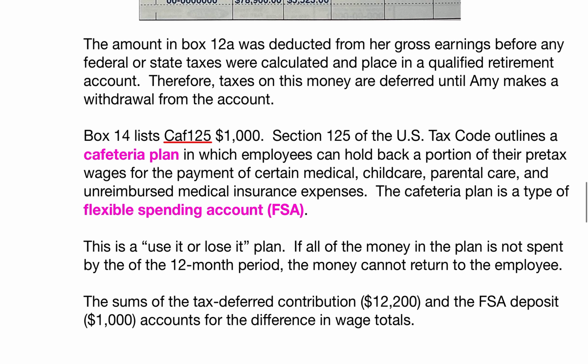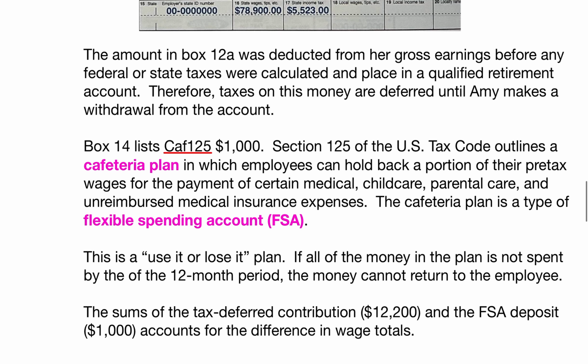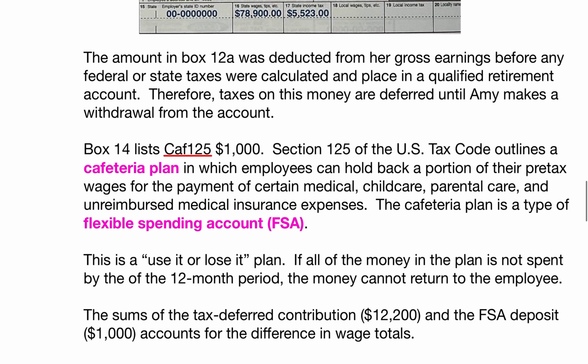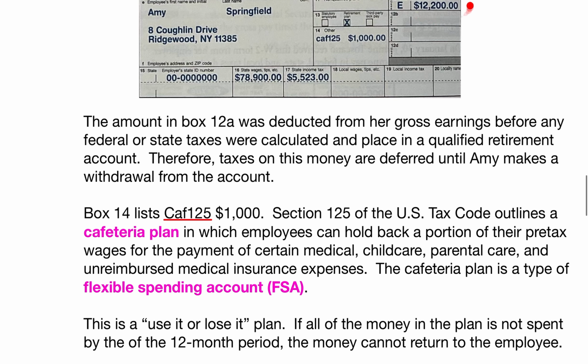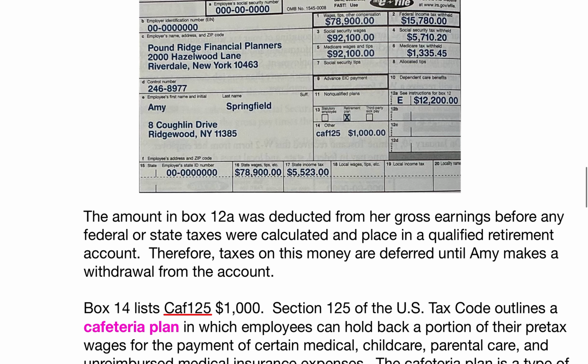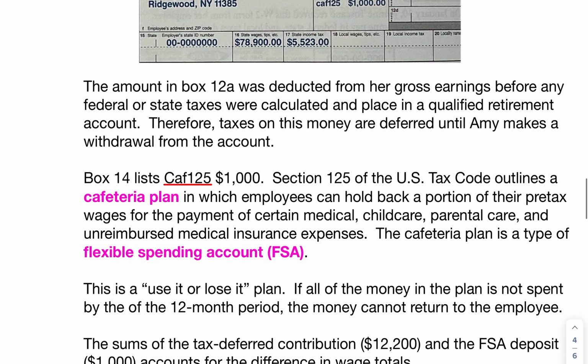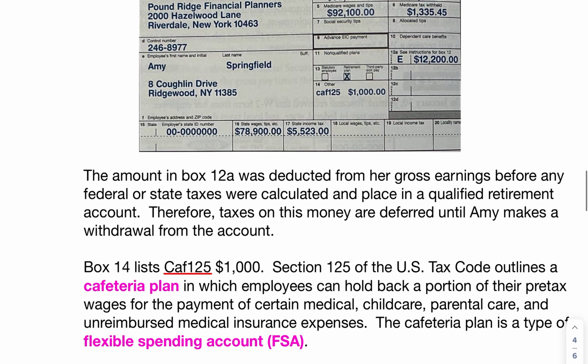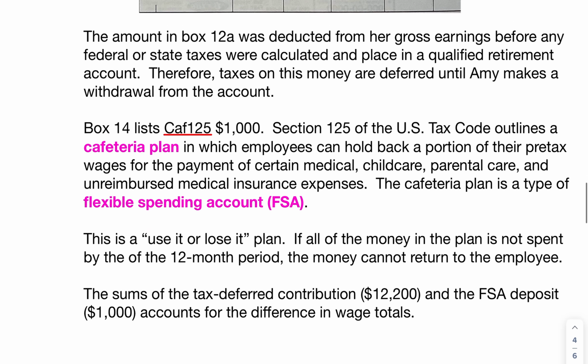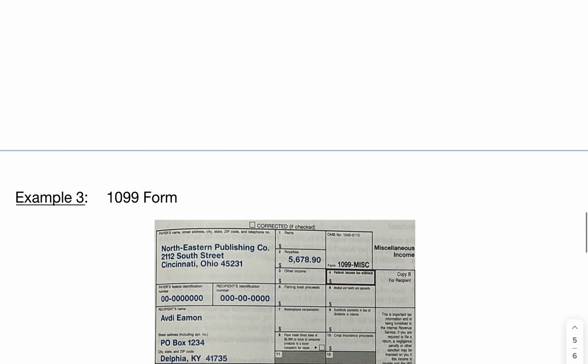So now, the sum of the tax deferred contribution, that $12,200 up here, and this amount accounts for the difference in the wages, okay? So hopefully that made sense to you. Let's go ahead and move on to example 3.